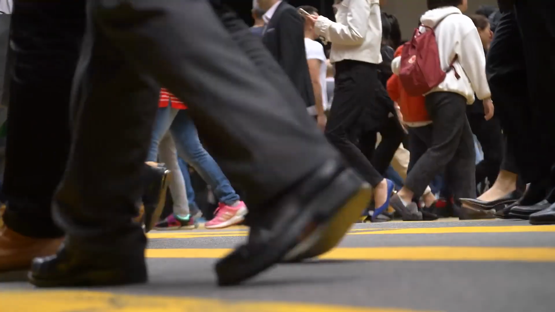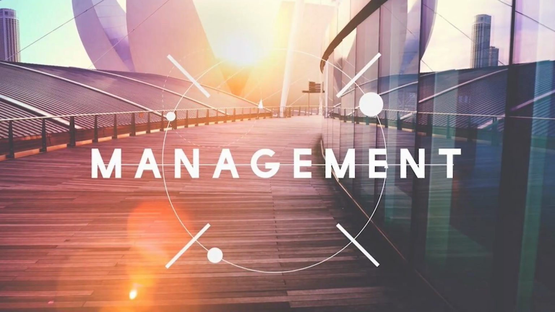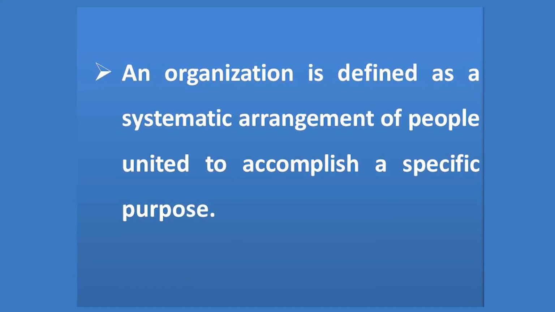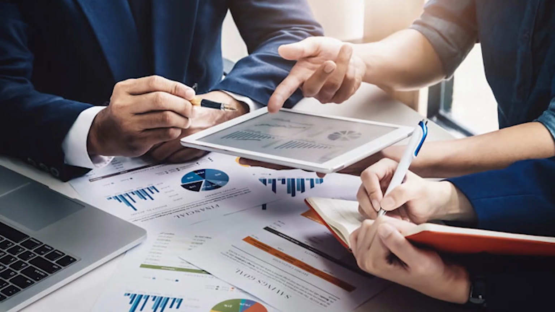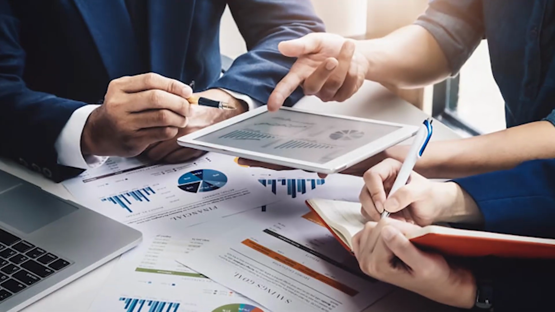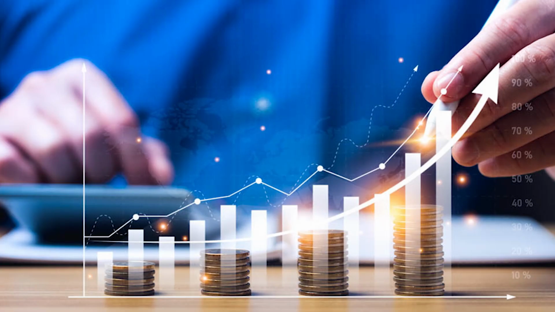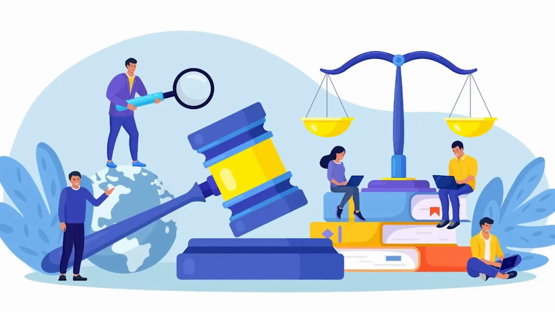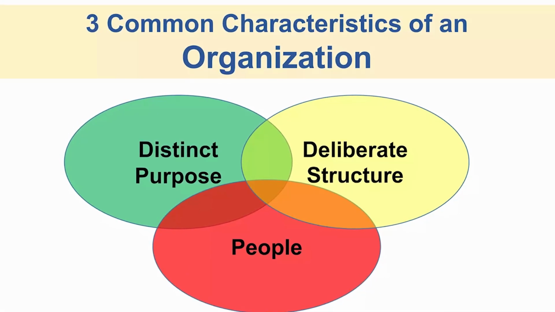Let's begin. Before we can fully grasp the concept of management, we must establish the context in which it operates. That is organization. An organization is defined as a systematic arrangement of people united to accomplish a specific purpose. The organization serves as the primary setting for managerial action. This definition is universal, applying equally to for-profit corporations, non-profit charities, and government agencies. Despite their differences, all organizations are built upon three fundamental characteristics.